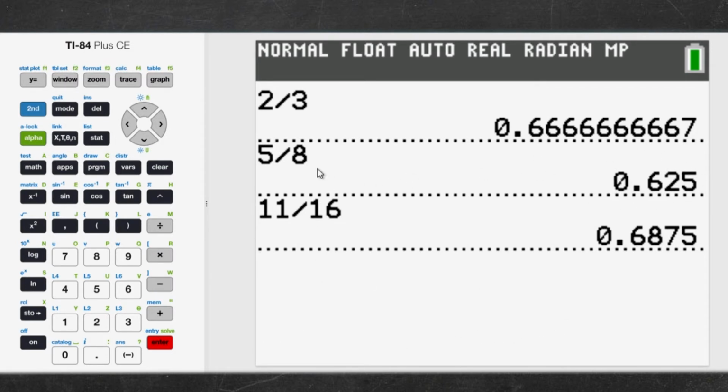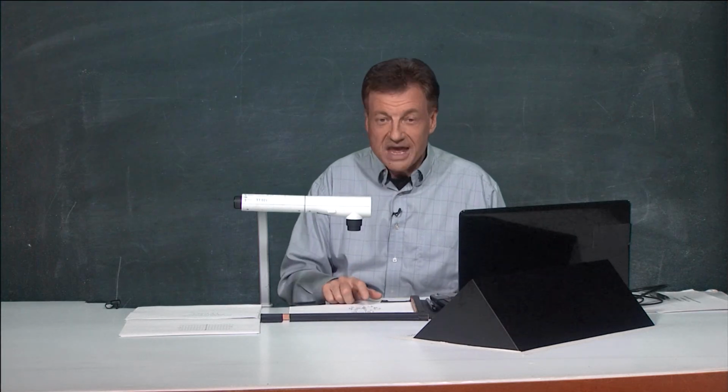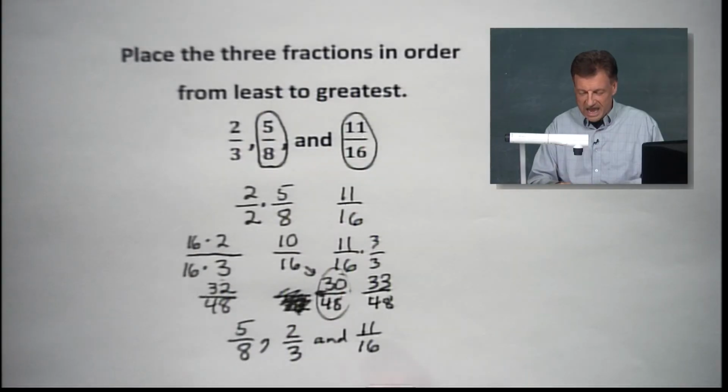So there we go. This one is the smallest. That was 5/8, which is where we started. Then we got 2/3, and now we have 11/16. Life, my friends, is good in that regard. And that basically solves our problem of the day. So come back and look at it again. We've got 5/8, 2/3, and 11/16.